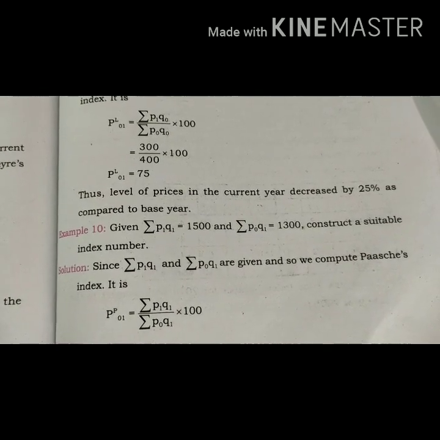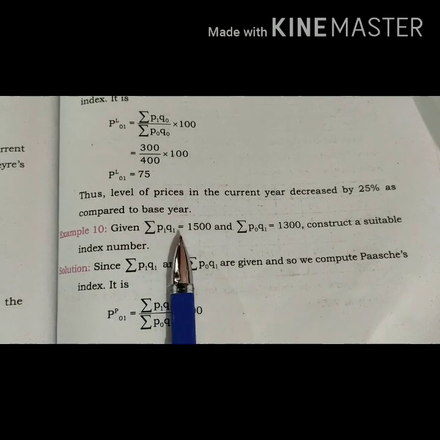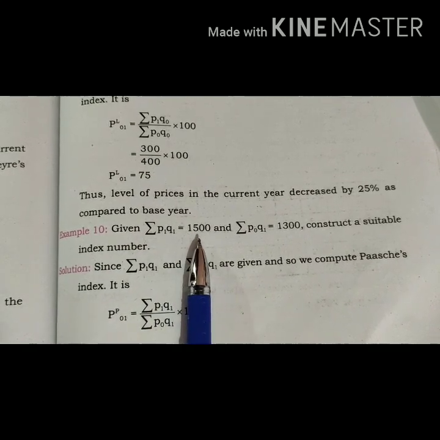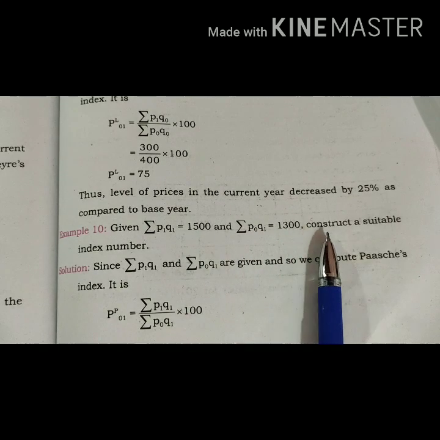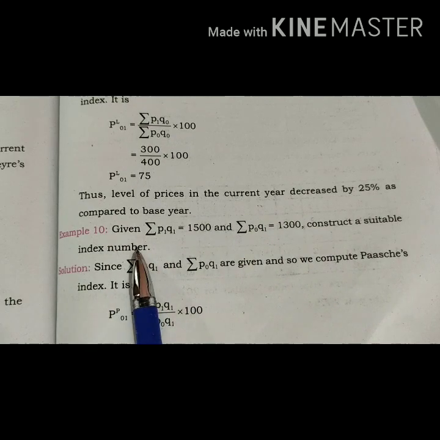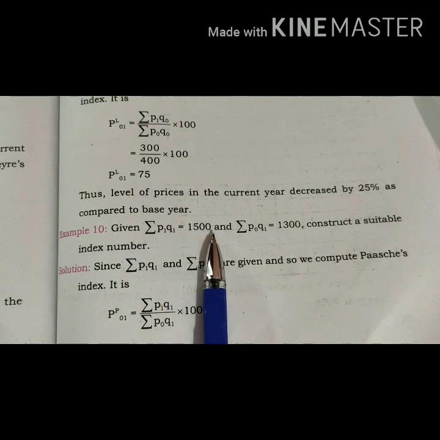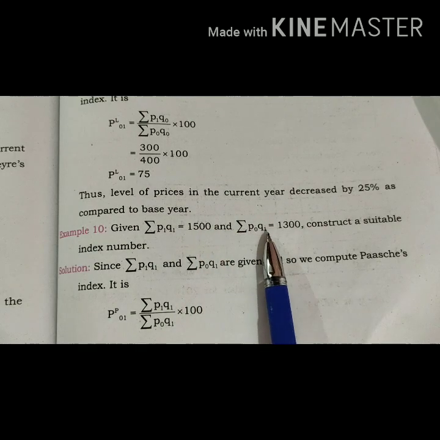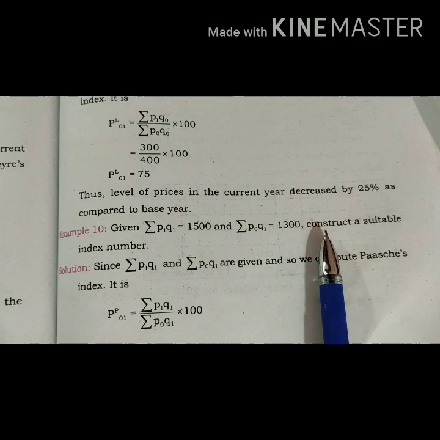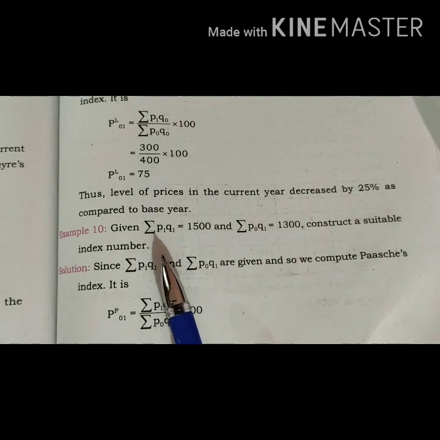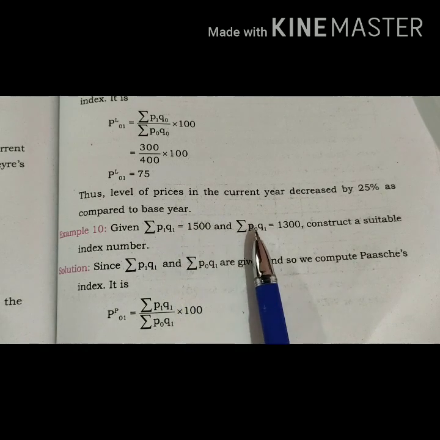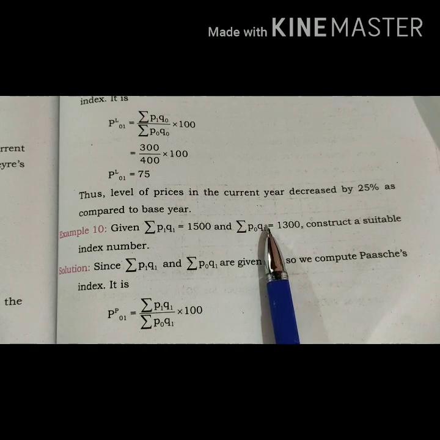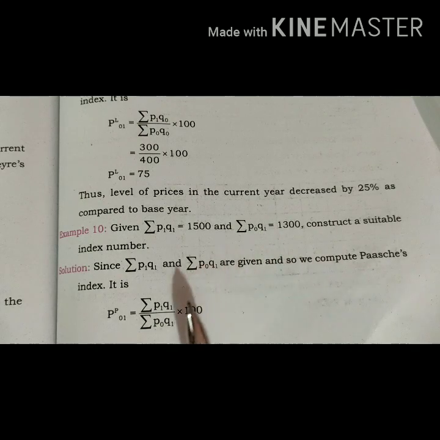Next, moving on to example 10. Given sigma P1 Q1 which is equal to 1500, sigma P0 Q1 which is equal to 1300. We need to construct a suitable index number. So which will suit for this index number? See here, sigma P1 Q1 and sigma P0 Q1. These are the terms of the Paasche price index.